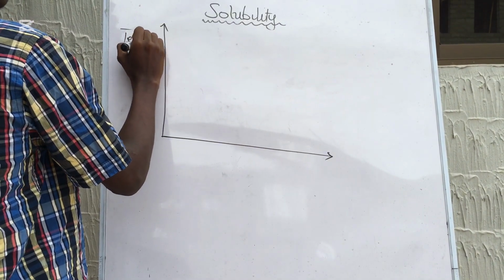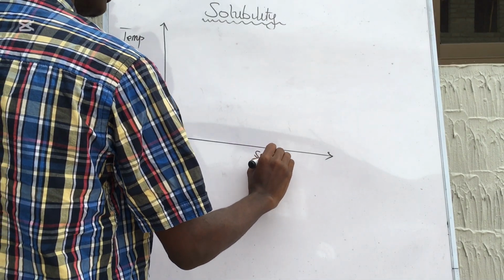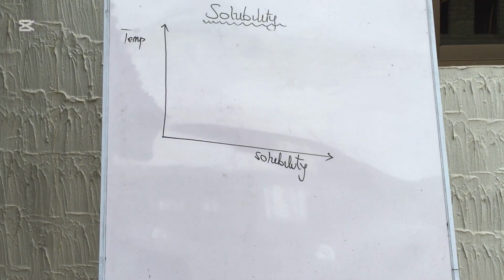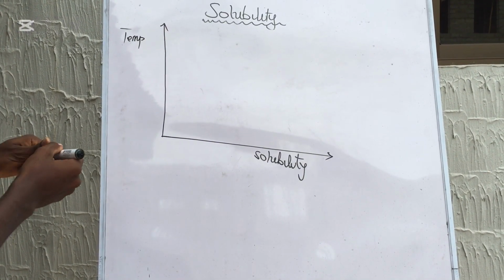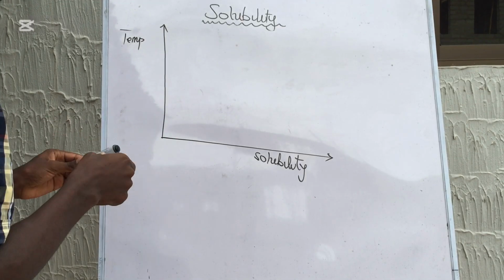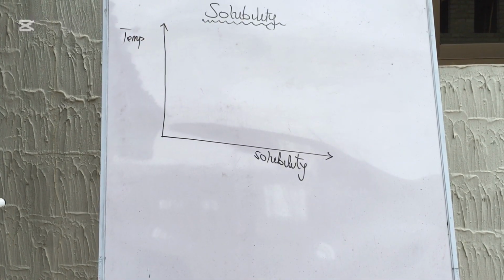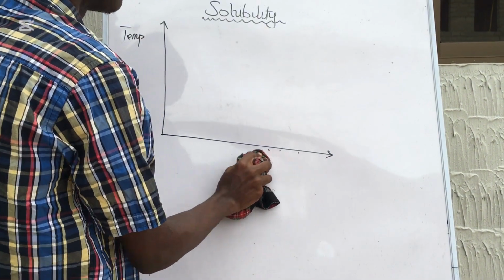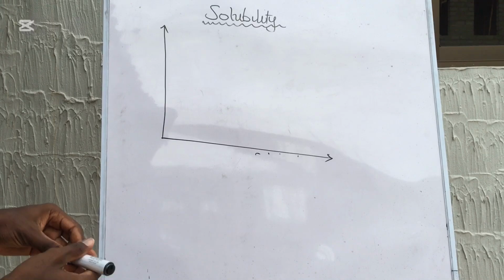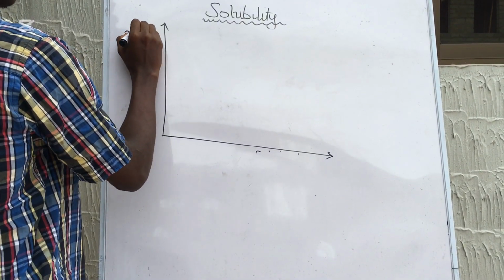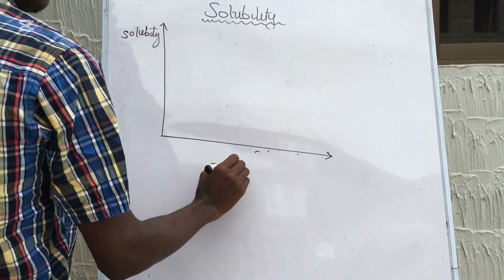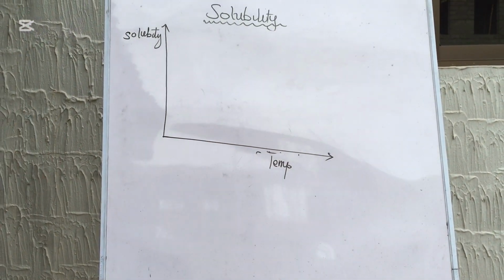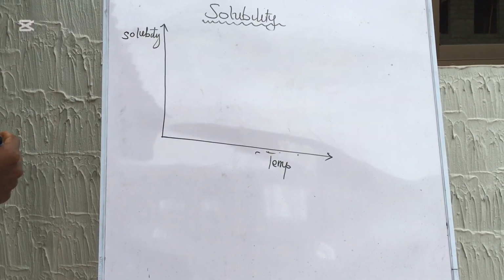Now, considering the same thing for temperature and solubility, the more you increase the temperature, the lower the solubility. Let me put the solubility here so that it will become very simple. So putting the solubility here and the temperature here. This side represents an increase in temperature, while this side represents an increase in solubility.